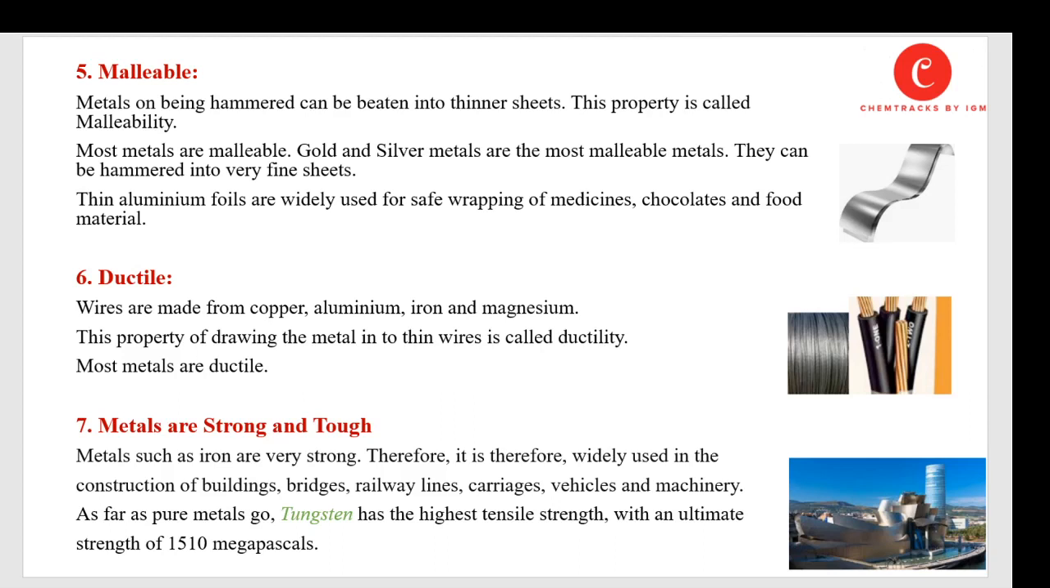Metals are strong and tough. Metals such as iron are very strong, therefore it is widely used in the construction of buildings, bridges, railway lines, carriages, vehicles, and machinery. As far as pure metals go, tungsten has the highest tensile strength, with an ultimate strength of 1510 megapascal. So up till now, tungsten is the strongest metal, or strongest element of the periodic table.